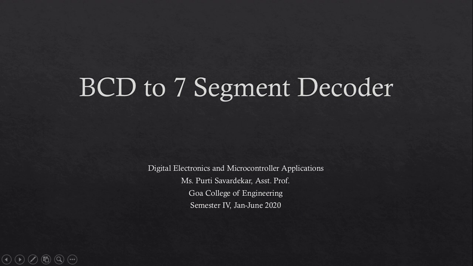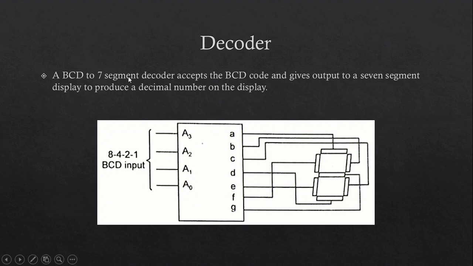Till now we've been studying simple combinational circuits like adders, subtractors, encoders, decoders, multiplexers, demultiplexers. Today we will concentrate on a special type of decoder called the BCD to 7 segment decoder. A BCD to 7 segment decoder accepts BCD code and gives output to a 7 segment display to produce decimal numbers on the display. What is a 7 segment display?